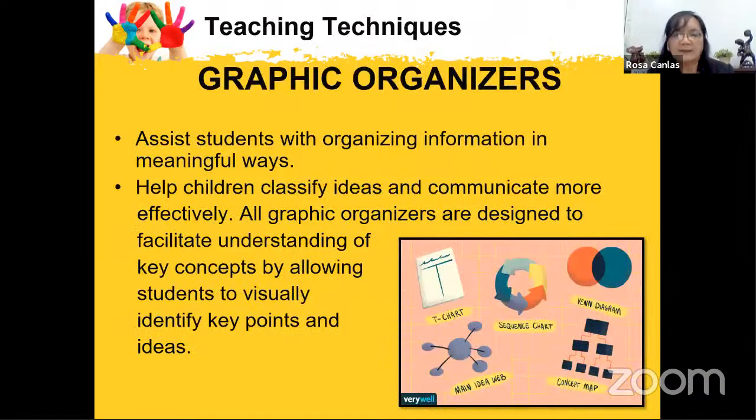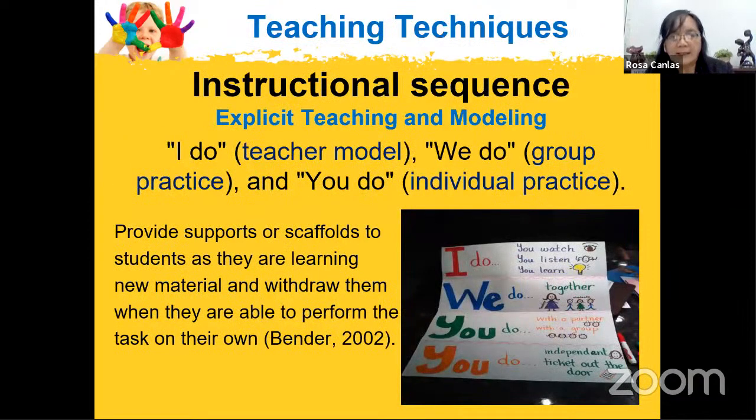For the next technique and strategy, we have the graphic organizer. Graphic organizers are used especially in reading, English, or in presenting our lesson. Educators in inclusive classrooms use this to assist students with organizing information in meaningful ways. This can also help children classify ideas and communicate more effectively. All graphic organizers are designed to facilitate the understanding of key concepts by allowing students to visually identify key points and ideas.